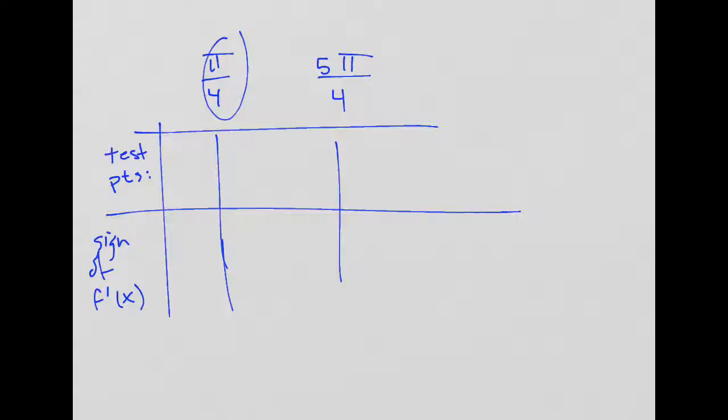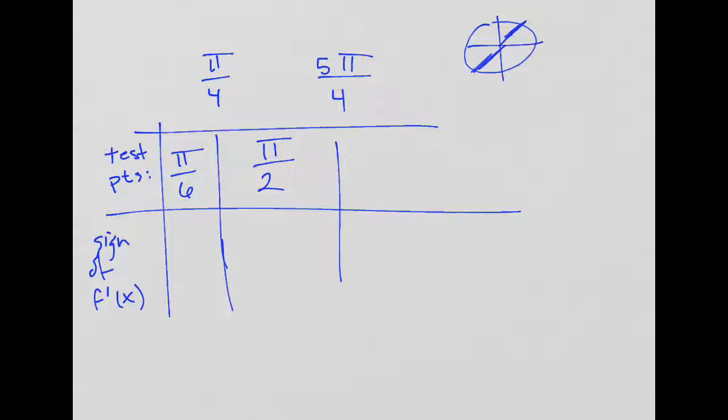So, test points. What's smaller than pi over 4? Pi over 6. What's in between? I'm going to think of the unit circle. What's in between pi over 4 and 5 pi over 4? Pi over 2 is in between there. And then what's after 5 pi over 4? Well, 3 pi over 2.